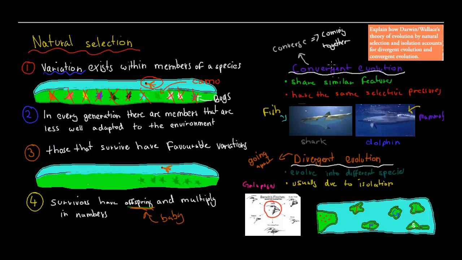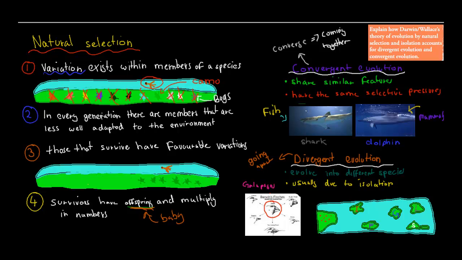Next is this dot point, which says, explain how Darwin's and Wallace's theory of evolution by natural selection and isolation accounts for divergent evolution and convergent evolution. Remember what natural selection was? Natural selection was those 4 points: that variation exists within the members of a species. So we talked about how with bugs, there might be different colors of bugs.